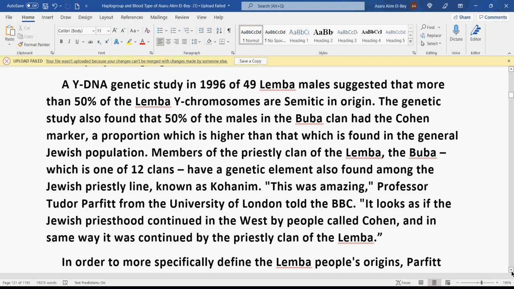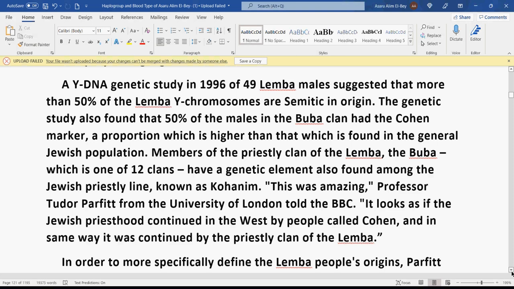So they have a portion. The Buba clan has the Kohen marker of being a Leviticus priest, which is higher than even the general population of the Jews, or Jewish people. Members of the priestly clan of the Limba, the Buba, which is one of the 12 clans, have a genetic element also found among the genetic priestly line known as Kohenim. They were amazed. Of course, the European is amazed by that fact, because how did the Negroes get all these priestly clan markers or genetic markers or Kohen markers in their DNA?